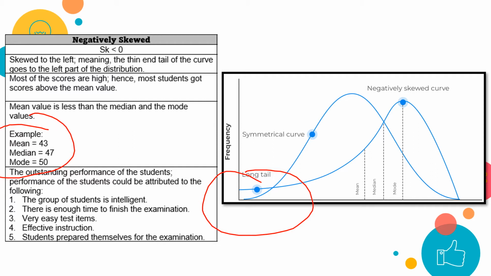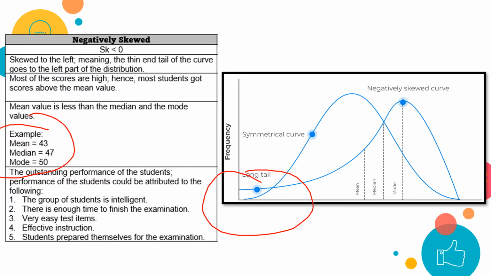The teacher is really good at teaching, and the methods the teacher used were all effective. The sum total of the instruction of the teacher was effective. And then number five, students prepared themselves for the examination. Maybe they were given enough time, maybe it was announced well in advance. So the children got high scores. So that is for the negatively skewed, meaning the value of the skewness coefficient is lesser than 0.